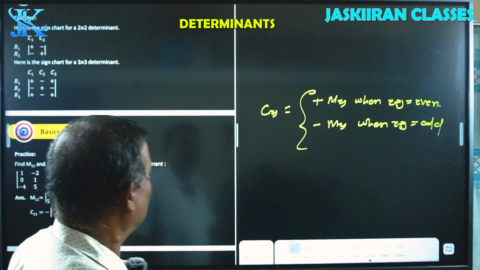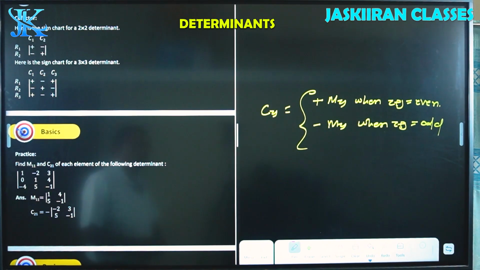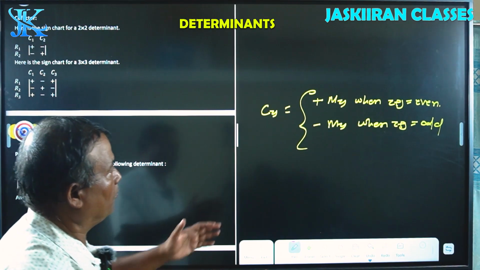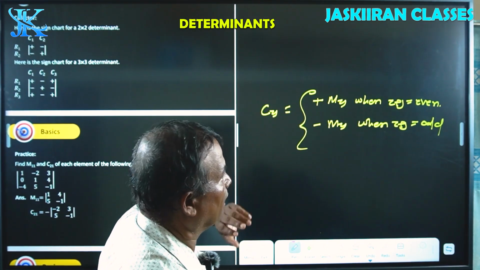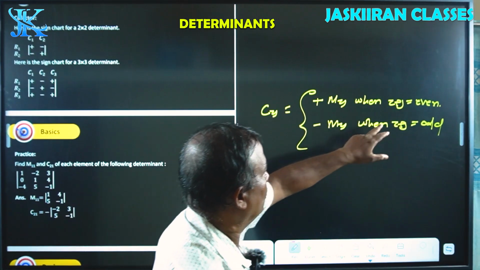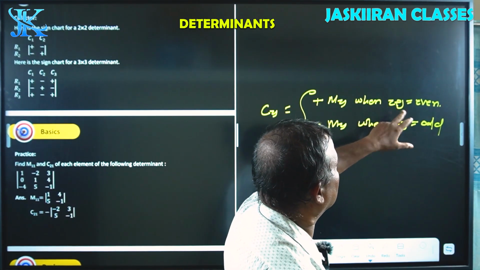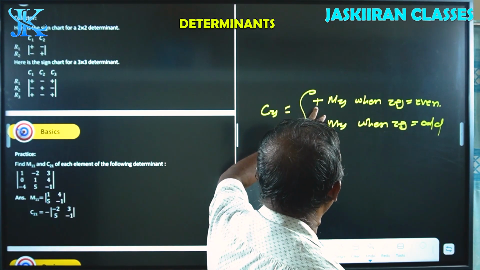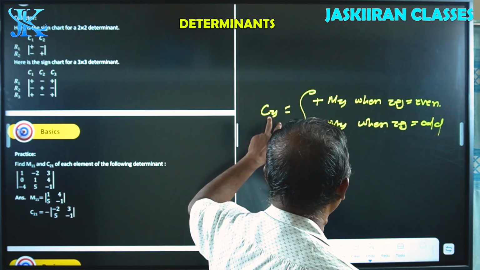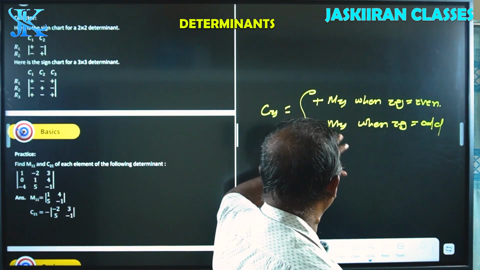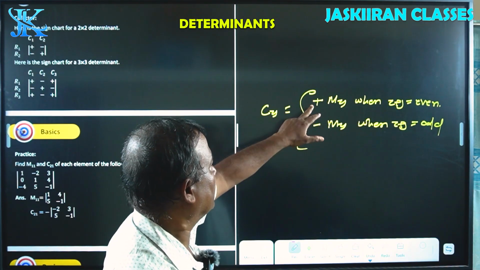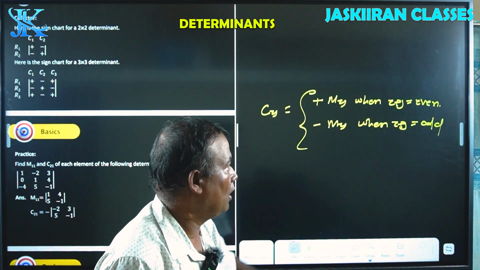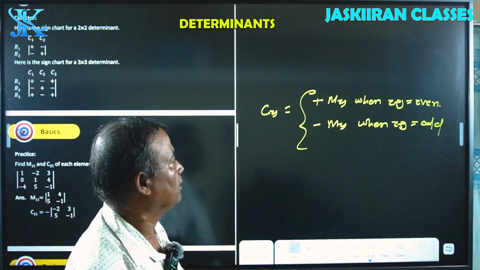And then also the cofactor can be obtained in the following way. C_ij means the cofactor of any element among the 9 elements. When adding the i-th row and j-th column gives an even number, then we get plus M_ij. When the i-th row and j-th column are added and the sum is odd, then the minor is taken as minus. When even, then taking as plus. When i plus j is odd, then taking as minus.